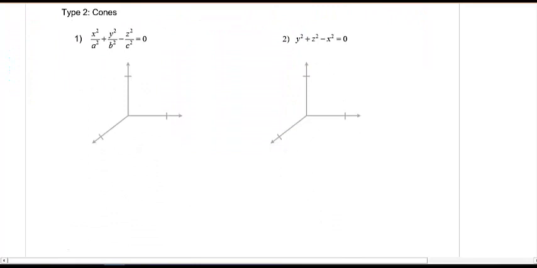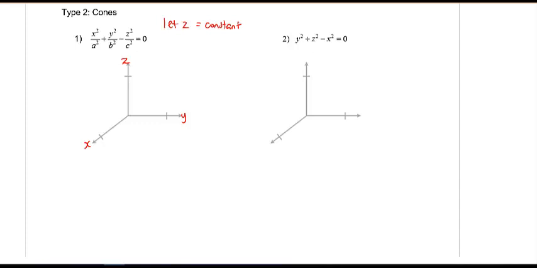Let's take a look at this type here. These are called cones, okay? Now, in this particular case, you have to think, how am I gonna draw these shapes? One of the strategies of doing this is to let Z equal to some sort of constant, and then actually graph out the two-dimensional shape at each of the different levels of Z. And then after that, you just connect them all together to create your 3D shape.